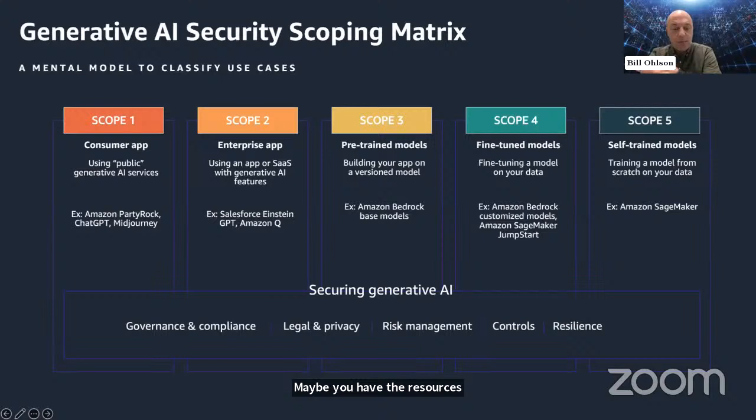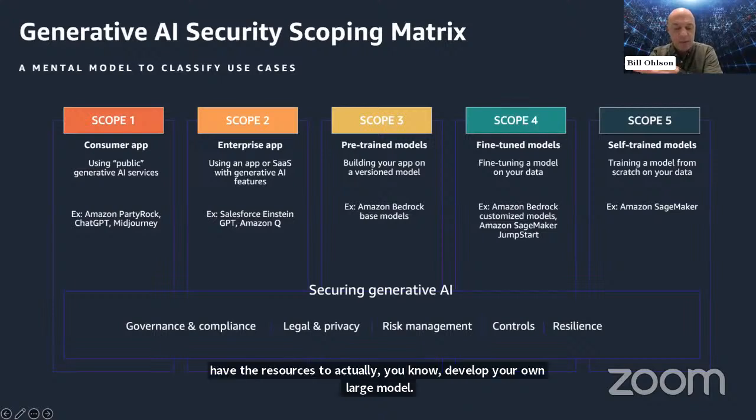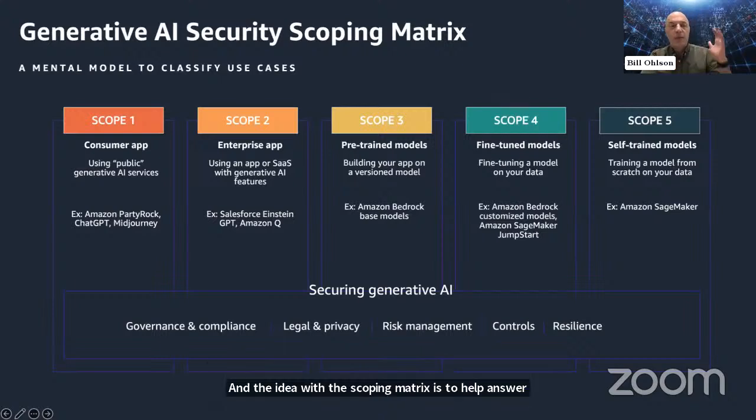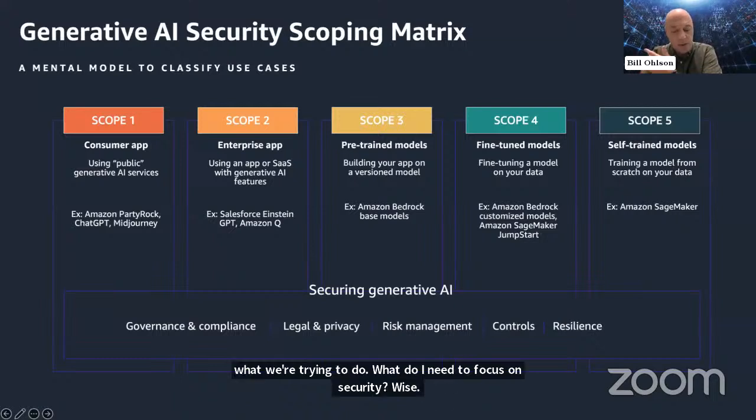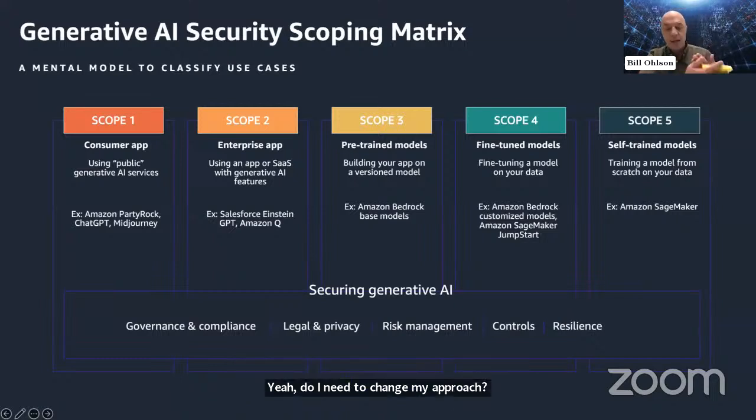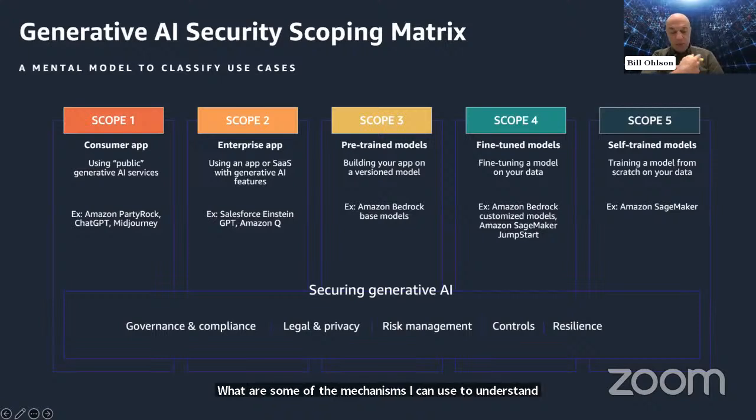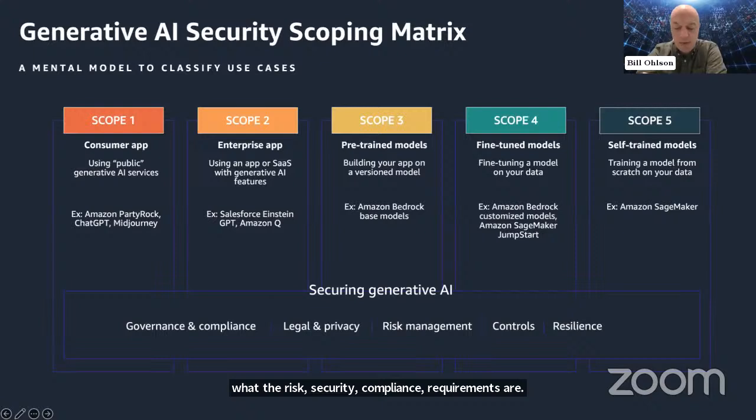The idea with the scoping matrix is to help answer some of those common questions that come up, so that you can focus a little more on, all right, this is what we're trying to do. What do I need to focus on security-wise? Do I need to change my approach to security? What are the intersections of Gen AI and security? What are some of the mechanisms I can use to understand what the risk, security, and compliance requirements are? As well as, what are some examples of how security requirements change depending on these scopes?